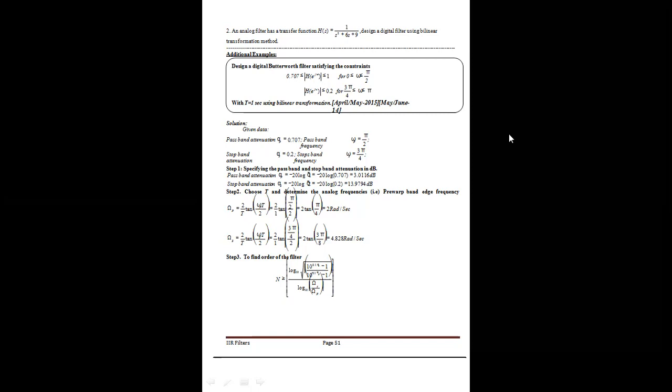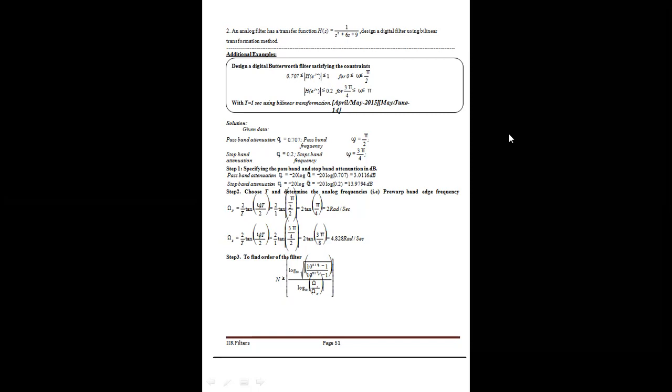And then next, we have determined the value of T, and we do the pre-warping of the frequency. T is equal to 1 second, as given. And we know the relationship for finding the pre-warped frequency: Ω_p = (2/T) tan(ω_p T/2). Similarly, Ω_s = (2/T) tan(ω_s T/2).